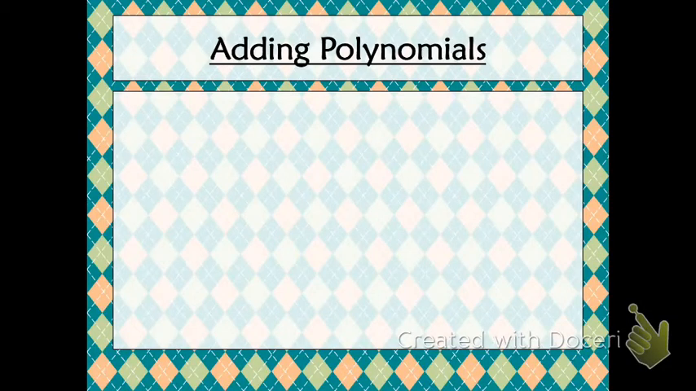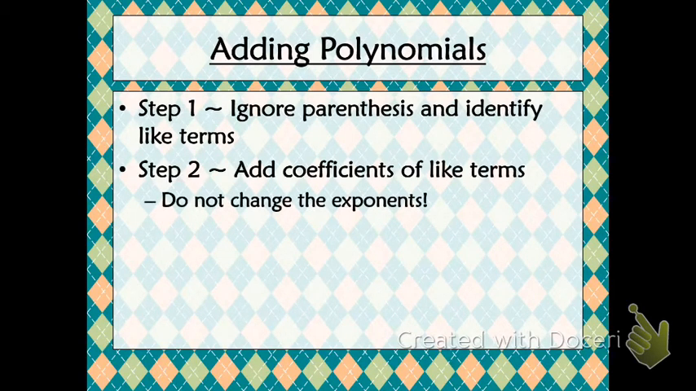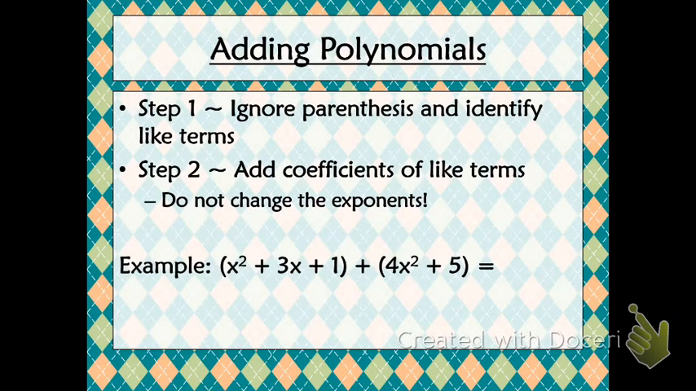Next, we're going to be looking at adding and subtracting polynomials, which is essentially just combining like terms. For adding, the first thing you're going to do is essentially just ignore the parentheses. When you go to add the like terms, remember that you keep the variable part the same and you add the coefficients. So in this example, x squared plus 3x plus 1 plus 4x squared plus 5, first you would ignore the parentheses, and then you would start looking for like terms.